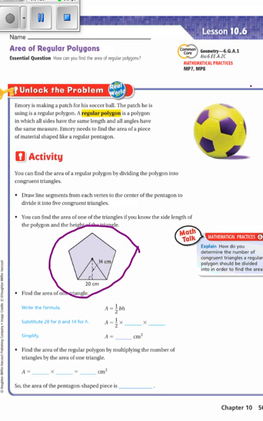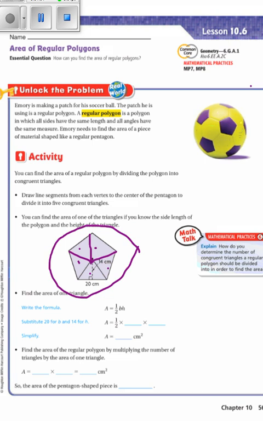Now, we need to draw line segments from each vertex to the center of the pentagon. So we're going to do that. It's going to look like this. It's going to go there, and then it's going to go straight up. So all together in your pentagon, you should have 1, 2, 3, 4, 5 congruent triangles. Find the area of one triangle.